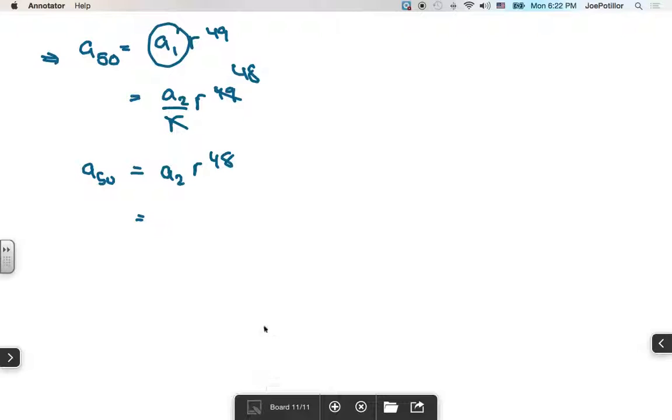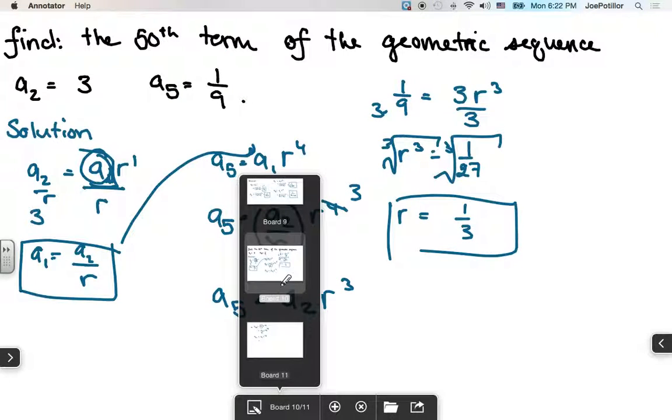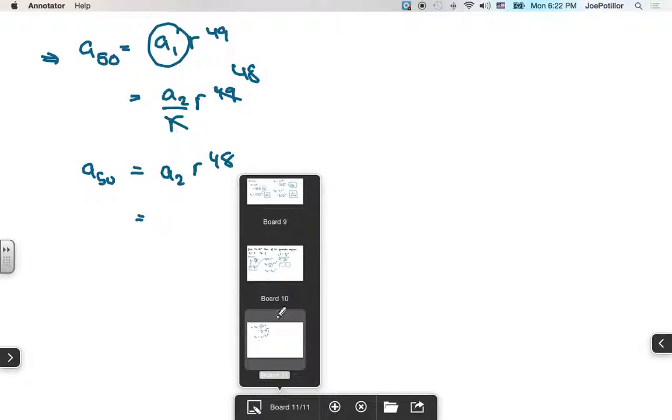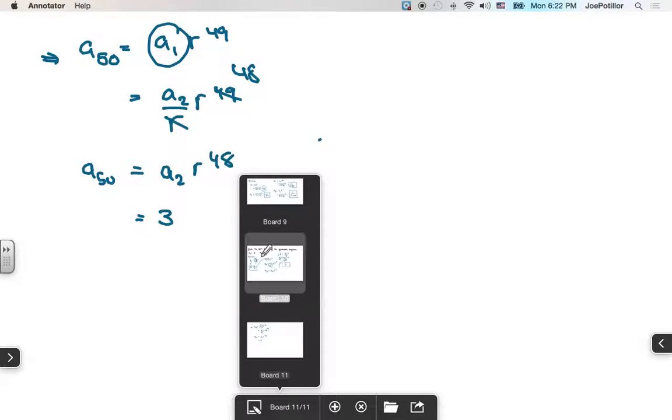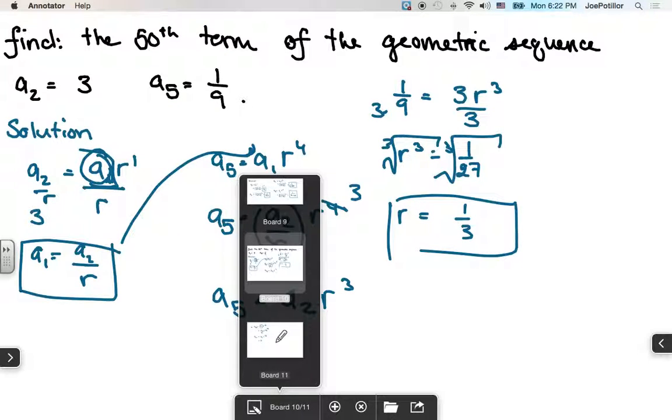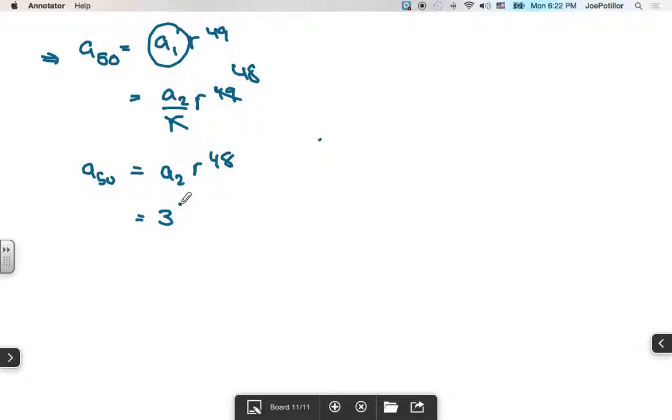You know what a2 is because it's given to you. You know what r is because we just found it. So this becomes 3 times 1/3 to the 48th power. And that is a ridiculously small number. So you bust out your calculators and you figure out what it is.